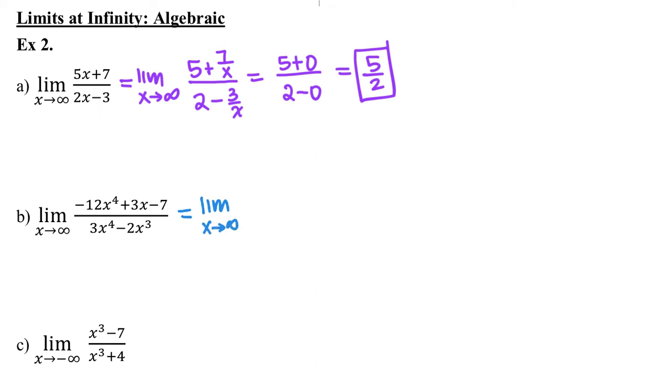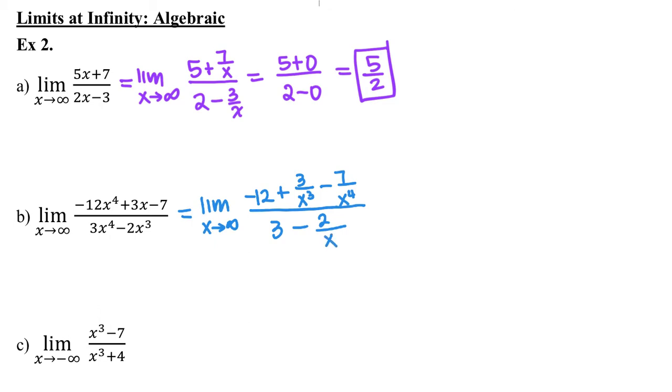Okay, now I'm going to divide everything by x to the 4th. So negative 12x to the 4th over x to the 4th is negative 12. 3x over x to the fourth is going to leave me 3 over x to the third, because the x canceled, minus 7 over x to the fourth. And if I divide all of the denominator by x to the fourth, I get 3 minus 2 over x to the third over x to the fourth turns into an x at the bottom.